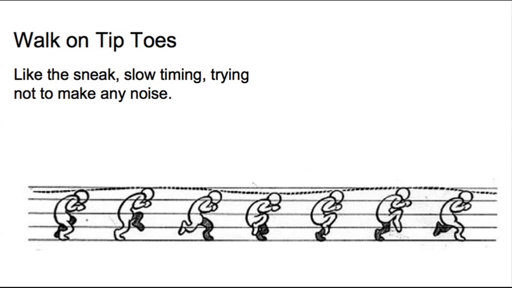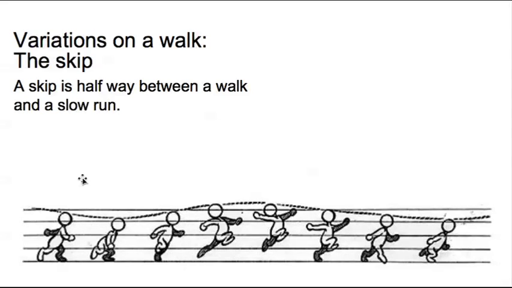Here's a walk on tiptoes. Again, it's going to be a slow walk. The person's on tiptoes because they don't want to make any noise. It's going to be slow, cautious. That might be on an 18 frame timing or 20 frame timing, something like that. Here's some variations on a walk. Here's a skip. Actually quite a difficult thing to animate.